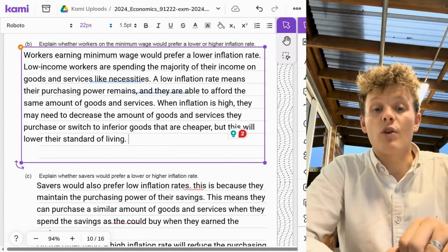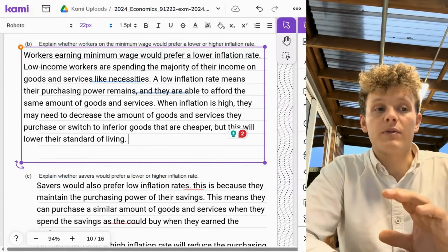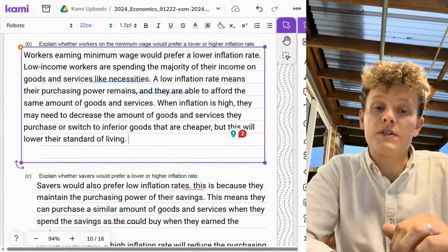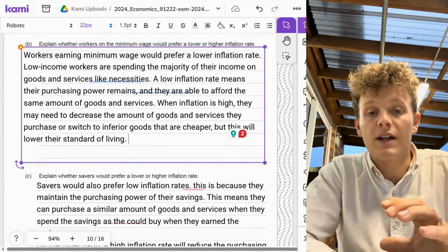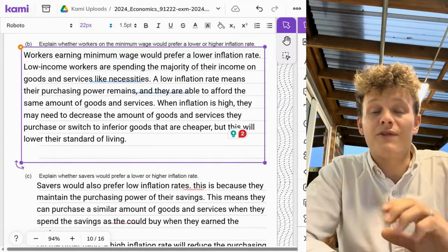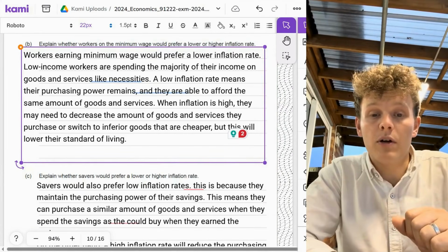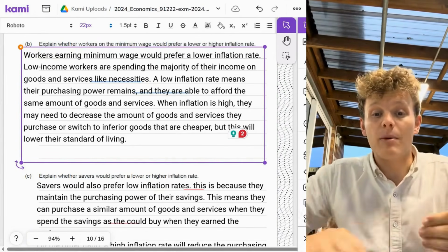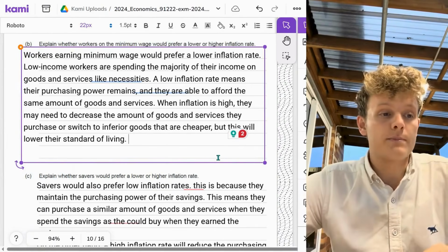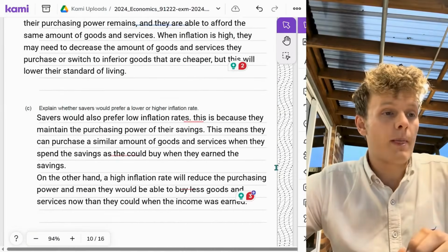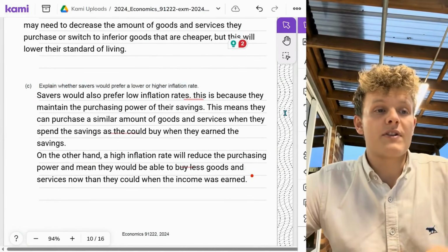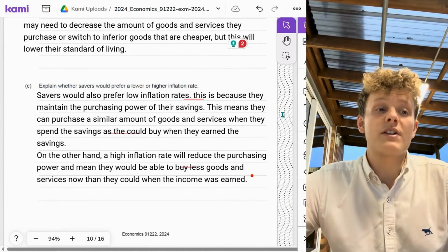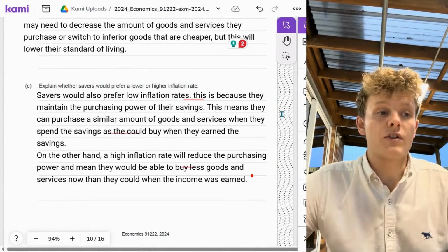So the reason why these guys are the worst off is because they've got little room to increase their wage because they're probably low-skilled earners. So little opportunity to increase their wage. So it's very hard to increase their purchasing power. So a low inflation rate means they can at least purchase the same amount of goods that they could before, or a similar amount. And then C, explain whether savers would prefer a low or a high inflation rate.